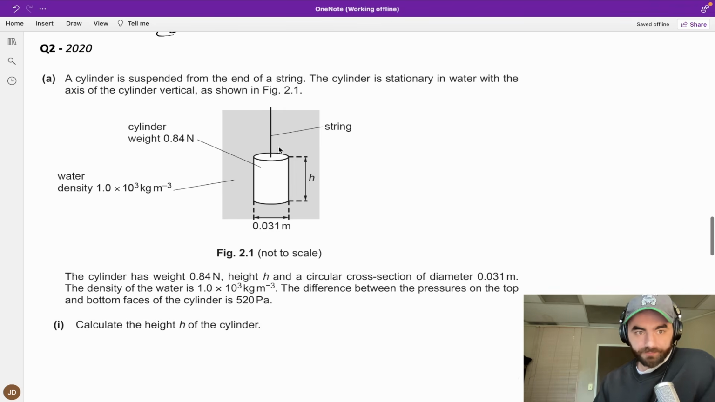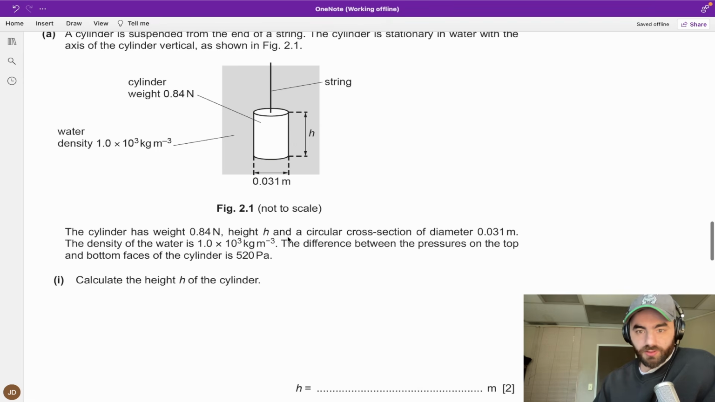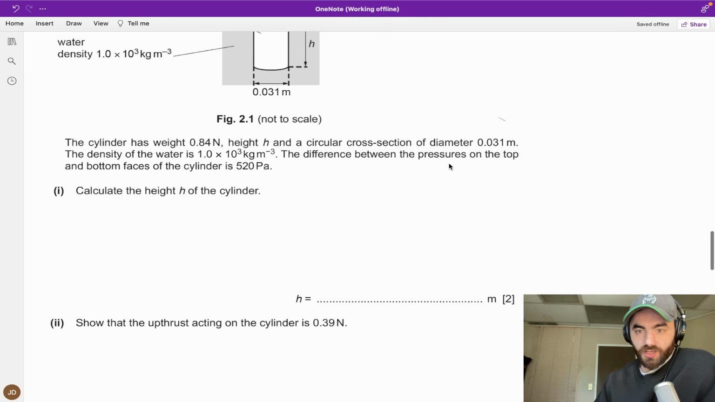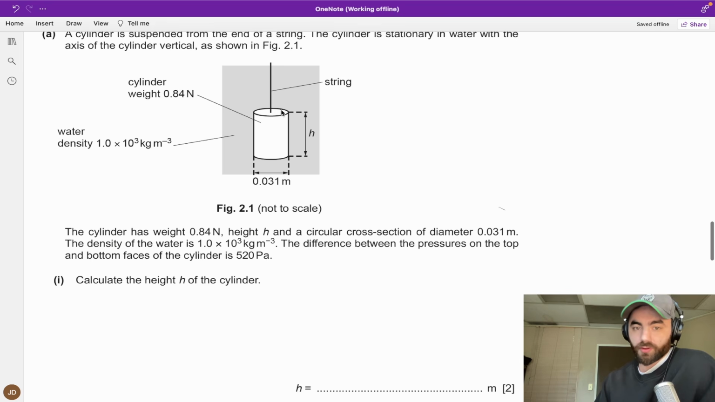Okay, let's do another one. So a cylinder is suspended from the end of a string. The cylinder is stationary in the water. Okay, so it's just submerged in this water. So what do they give us? They say that we're given the weight, the height of the cylinder, the diameter of the cylinder, the density of the water, and it says that the change in pressure, the difference in pressure between the top and the bottom, well, we can already see that we're probably going to be using this, right?